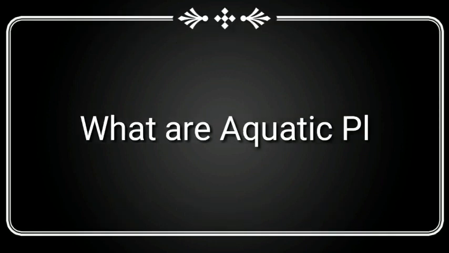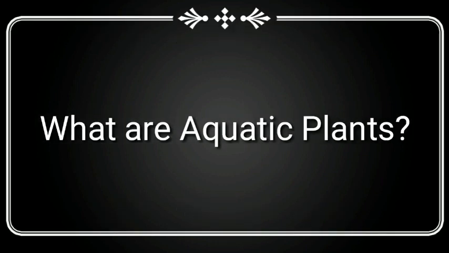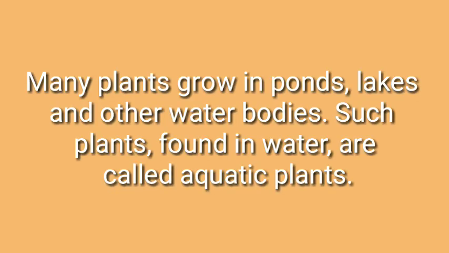Now, what are aquatic plants? Many plants grow in ponds, lakes, and other water bodies. Such plants found in water are called aquatic plants. The term aqua means water, so that's how the word aquatic originated. So aquatic plants are all those plants which we find growing on the water.